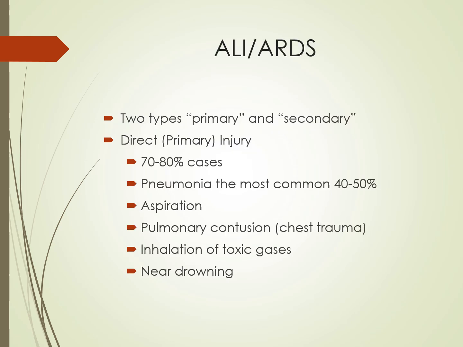In ARDS, there are two types. One is called primary, and the second one is called secondary. When you think about primary injury, this occurs in 70–80% of all cases. And the most common cause of primary ARDS is pneumonia. This occurs 40–50% of the time. Other ways that ARDS can occur are aspiration, pulmonary contusions such as chest trauma in a motor vehicle accident, inhalation of toxic gases, and near drowning.